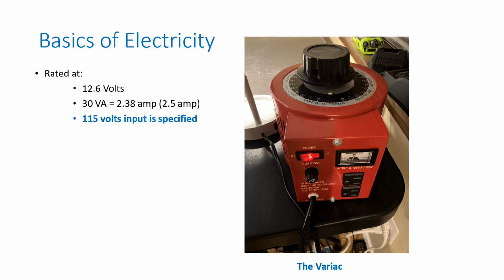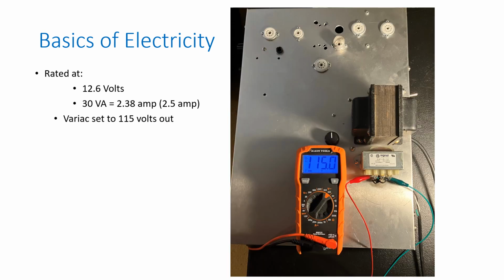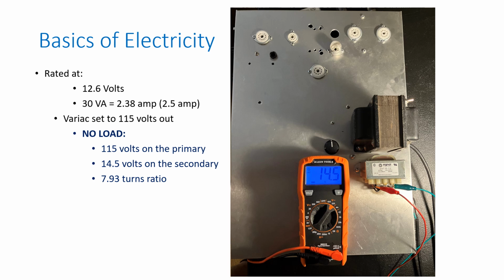So in this example, I will feed the transformer through the variac. So I dialed it right to 115 volts. You'll see I've got the voltmeter on the primary winding, right where the wires come in. I've set it for exactly 115 volts. So you'll notice there's no tubes in any of the tube sockets, so there's no load on this transformer. So when I measure my output voltage, which is specified to be 12.6 volts, I have 14.5 volts, which means my turn ratio isn't even right. It's barely even 8 to 1. Why would they design a transformer this way?